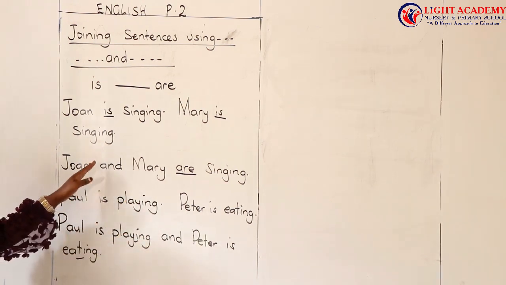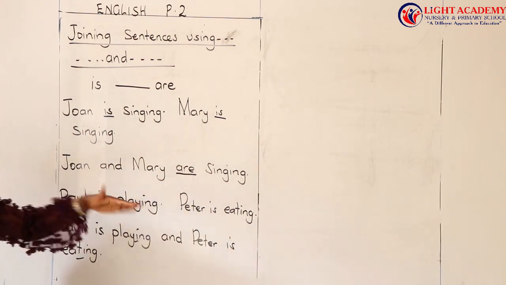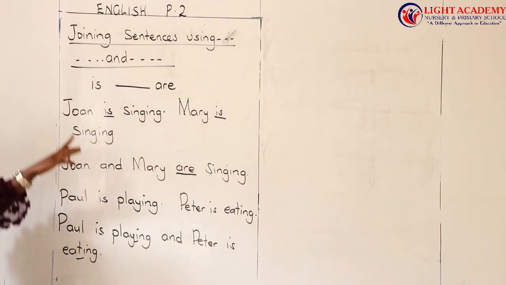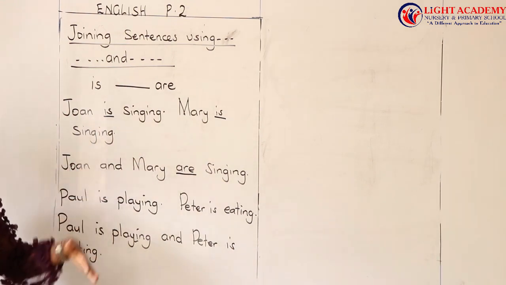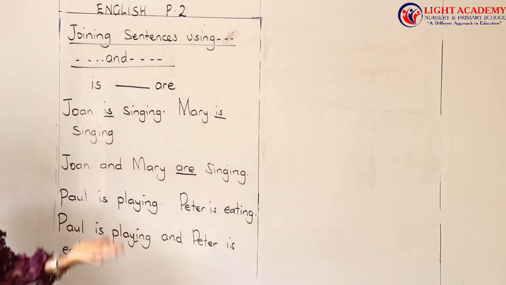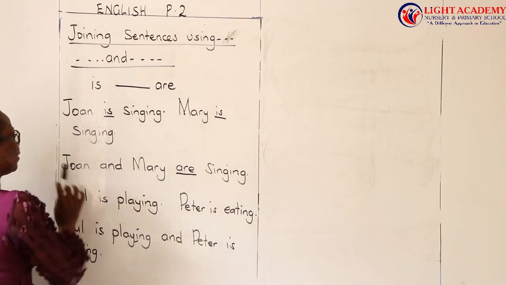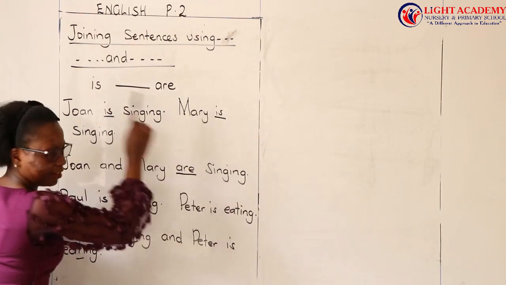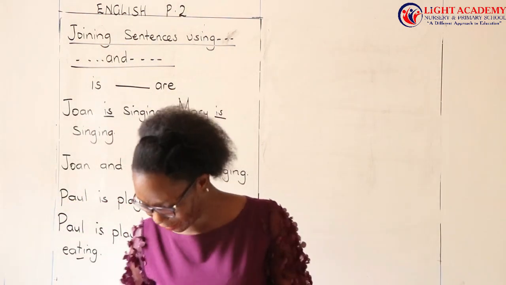But in the first example, the "is" has changed into "are." Why? Because the activity they are doing is the same. So you cannot say Joan is singing and Mary is singing. There you are repeating yourself. So the "is" changes into "are," and the sentence becomes Joan and Mary are singing. I hope we are following. I hope we are together.